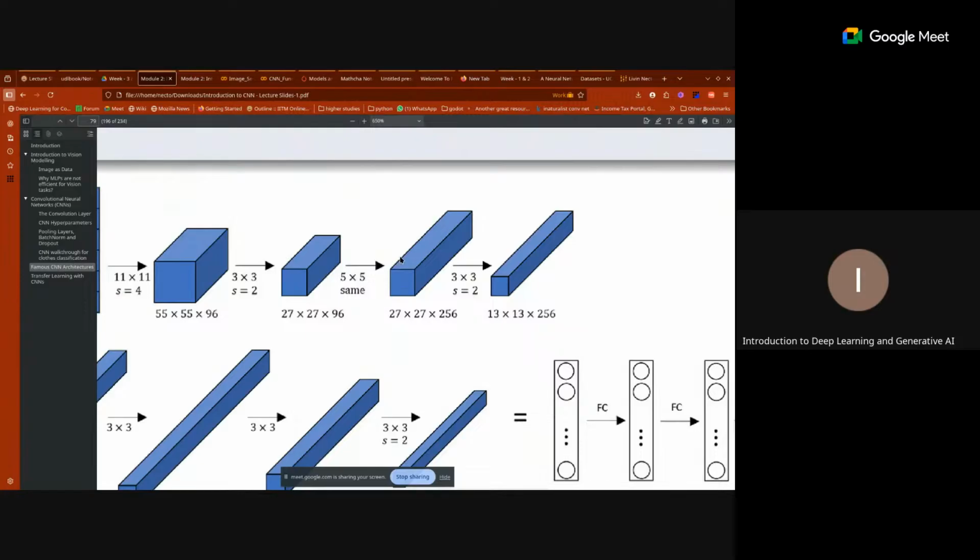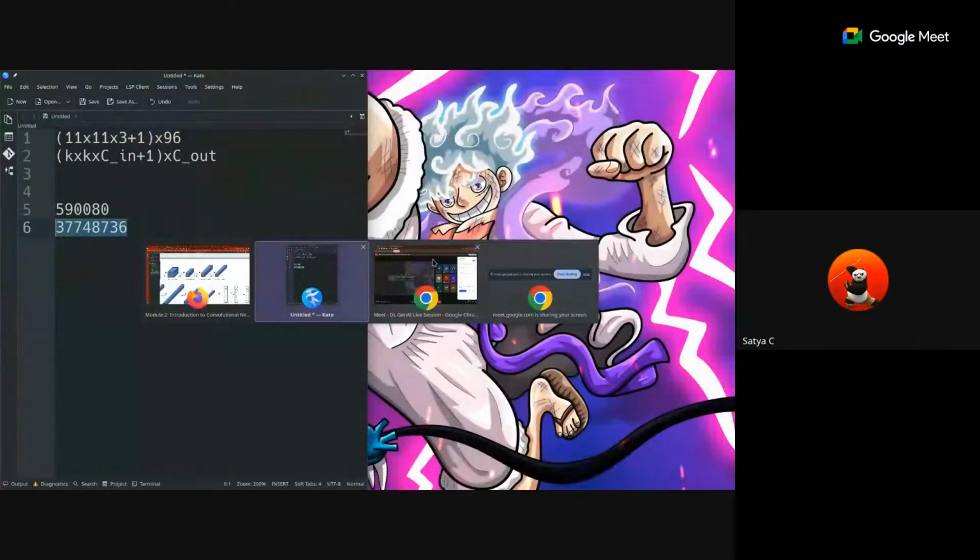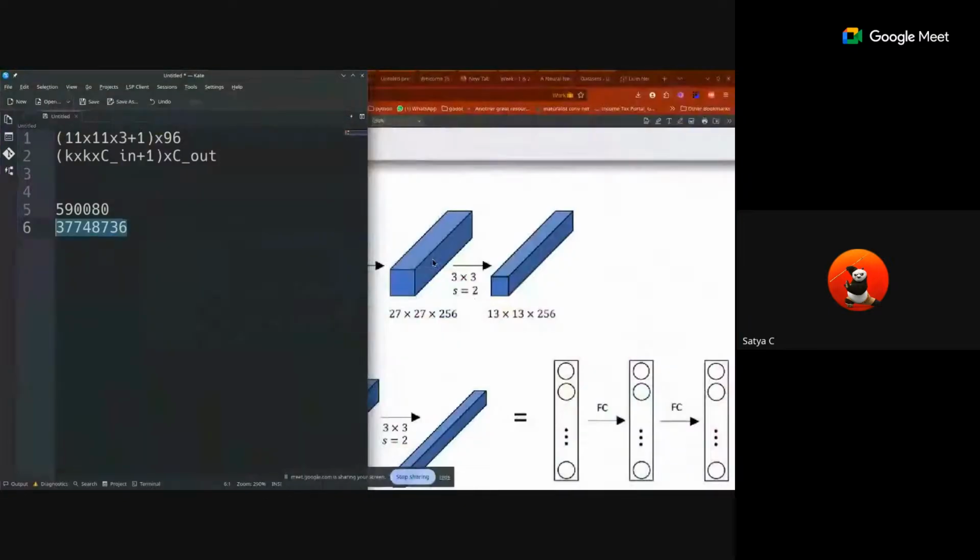Sir, what activation function are we using in this 1 cross 1? You can use ReLU, whatever activation function; that doesn't affect it.